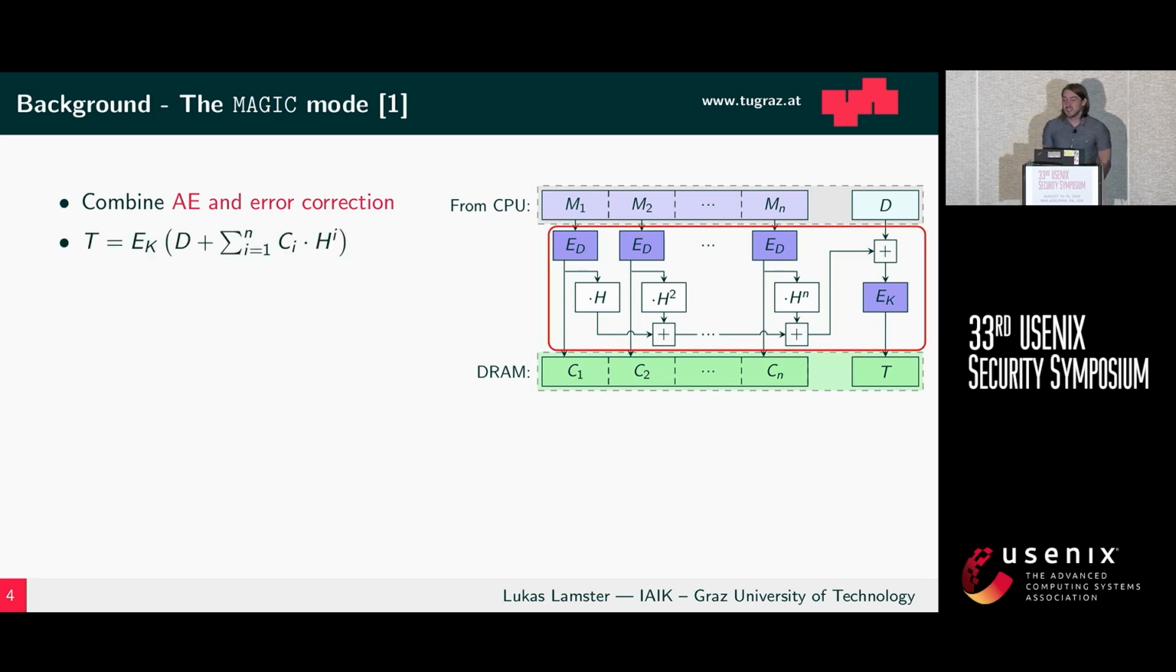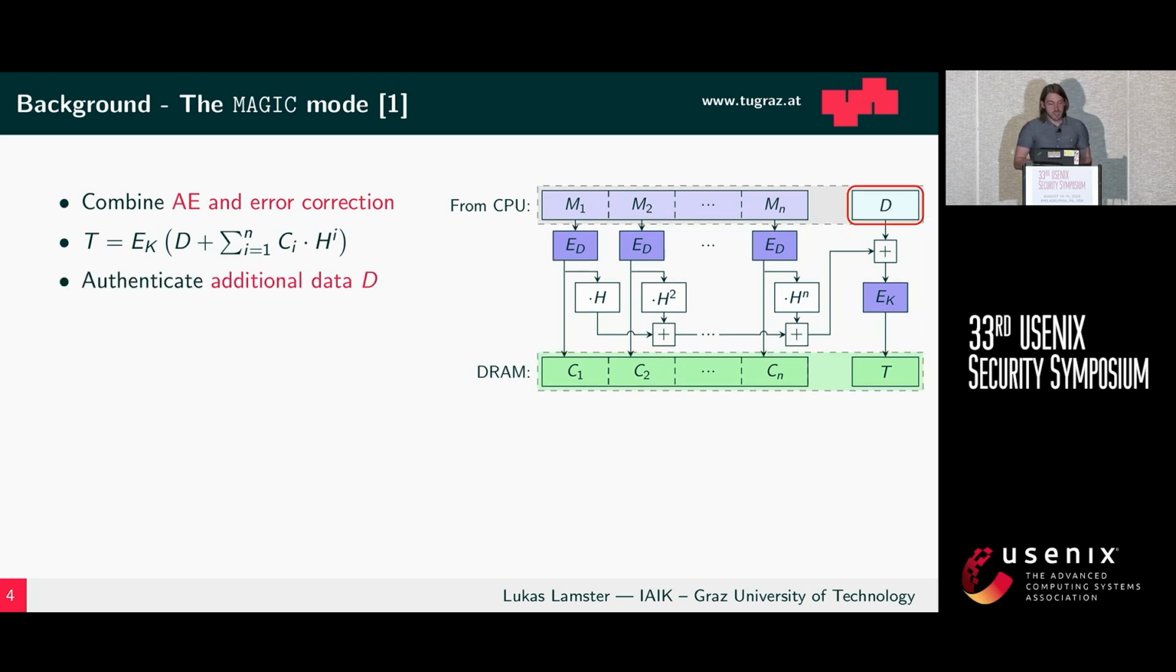What's happening here is each message block is first encrypted and stored to DRAM and also multiplied by a power of a secret multiplier h. So consider this to be some polynomial. And these products are then summed up. In the end, we add some authenticated data D and we encrypt this whole thing and end up with the authentication tag T. So this additional data here is not encrypted, as you might see, but it's always authenticated, meaning that you can check the authenticity of this data block.